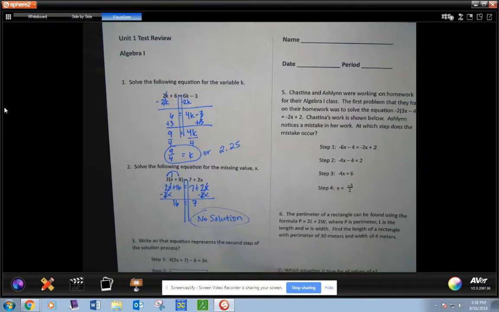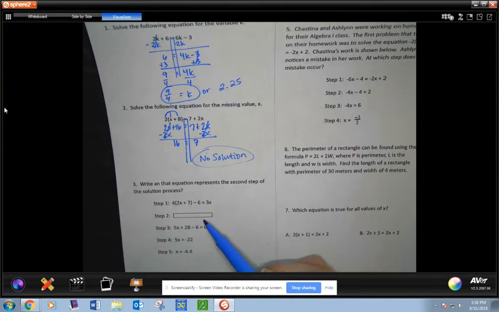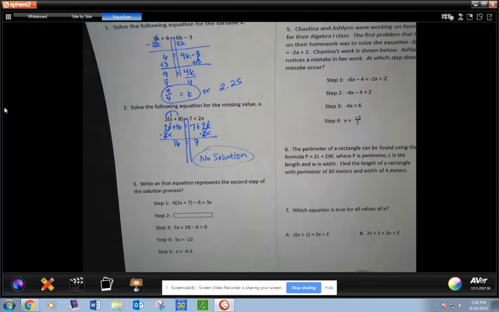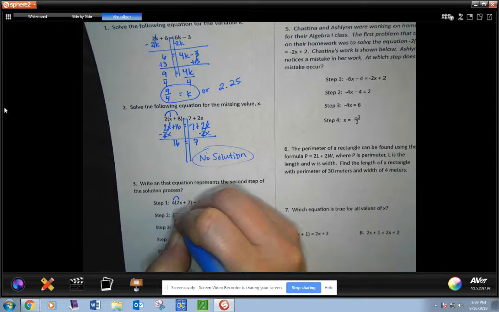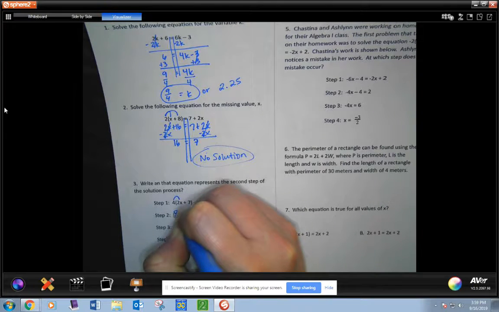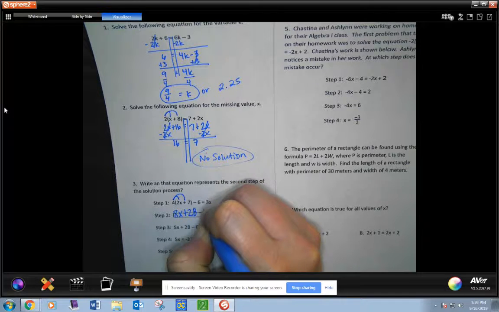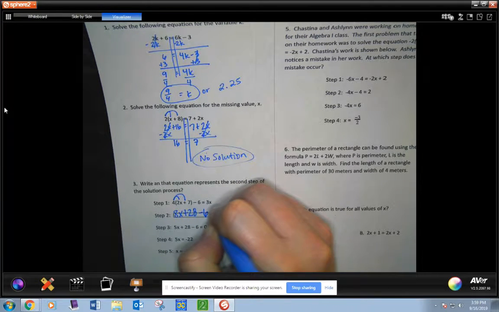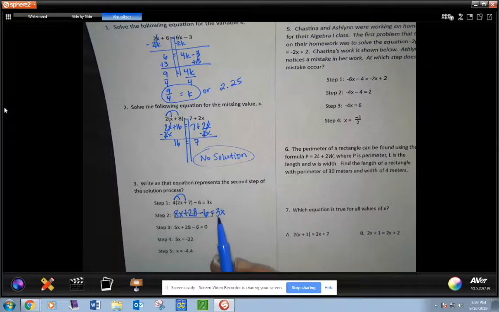Okay. Moving on, number 3, they just want you to write the equation that represents the second step of the process. So remember, your first step is to always distribute. So 4 times 2x, that becomes an 8x. 4 times 7 becomes a 28. Bring down minus 6, and this equals 3x. Okay, so I filled this in. Their next step, what they did was move the x over, which that's not the order I would go, but that's the step that they're wanting to see.